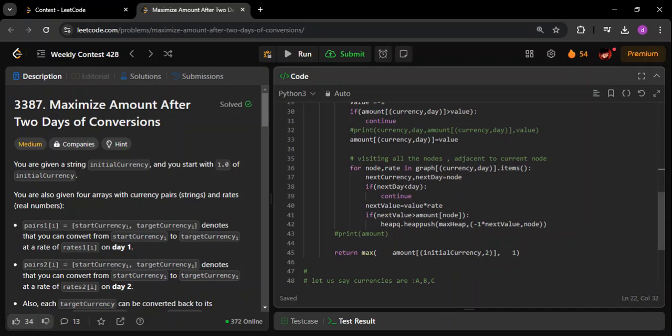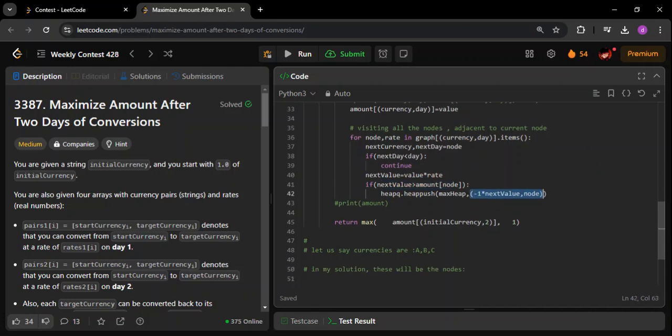If the value is greater than 0, that is here, then you have to push that particular element to the heap. Okay, this is going to be the element, and this will keep continuing, and ultimately you'll have to return based on the initial currency, like by what value you are going to reach the initial currency on day 2, that will have to be returned. Okay, as simple as that.